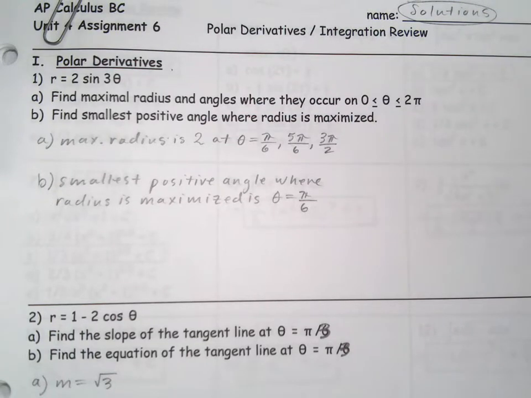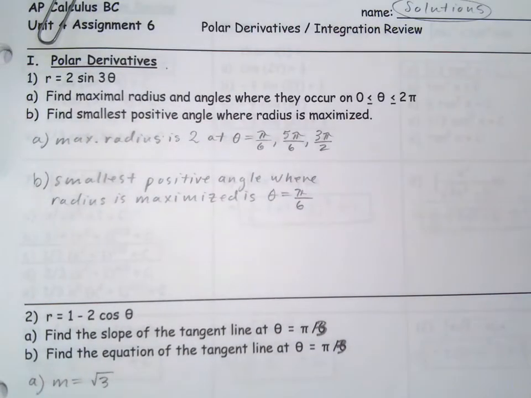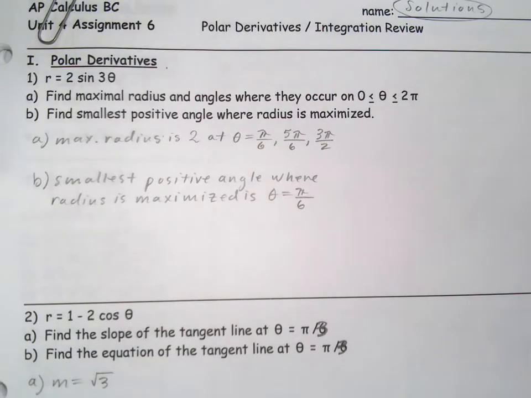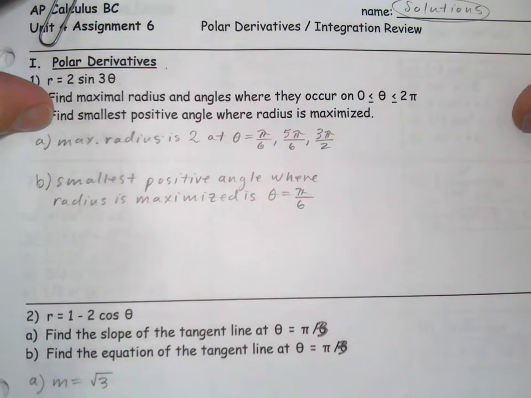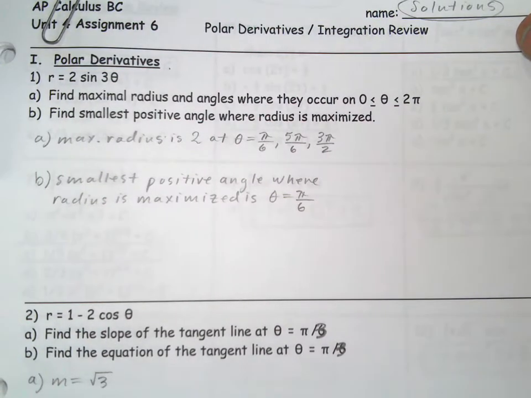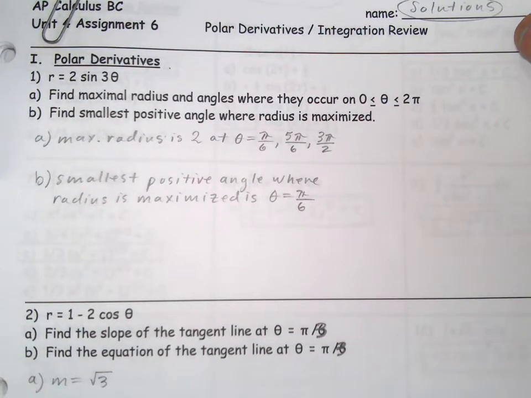Calc BC 4-6 office hours. So this had a little more extra review of polar on the front, but then it had a bunch of integration on the back. So you can check your answers real quick. These are just the answers. I'll be going over the work for these. So pause it if you need to.